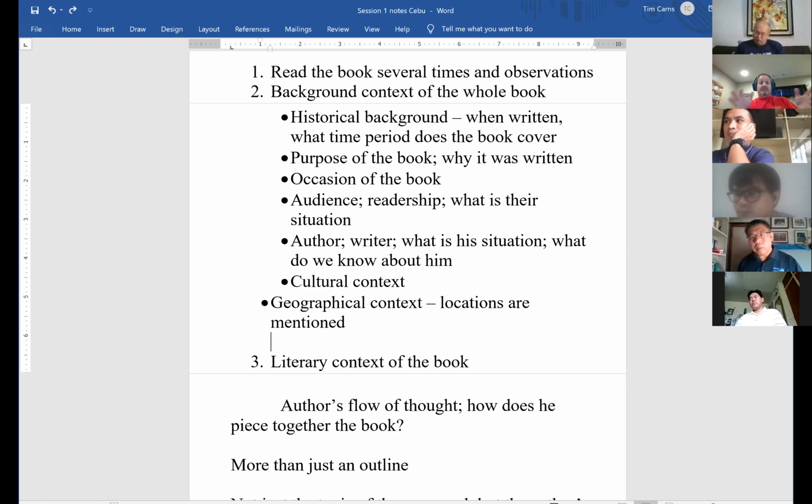So keep this in mind when you're studying a passage from the Pentateuch. Let's say you're studying Genesis 6. It's not just the book of Genesis you have to keep in mind, but you have to keep the whole Pentateuch in mind as well. All right?